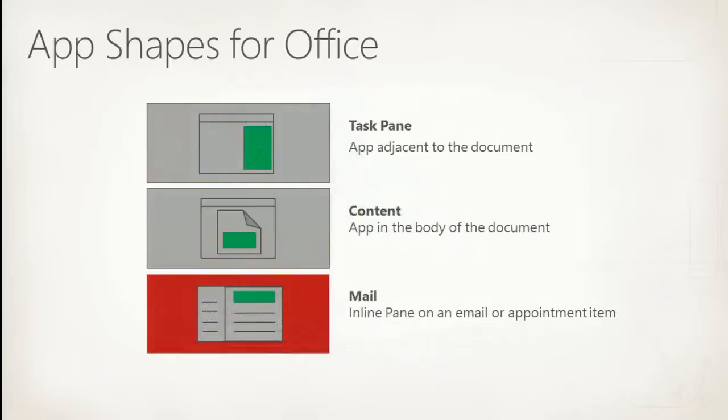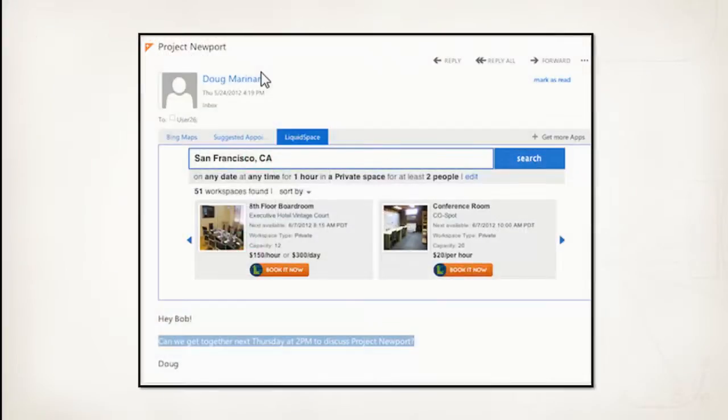Finally, for apps for Office, we have mail apps, which are inline panes on an email and appointment item. I always think of the UPS tracking example of having tracking information right in your email. Another good example is from LiquidSpace, where it sees that the mail is contextual. It says, oh, I see something like "meet Thursday at 2," so I'm going to activate this mail app. And it can suggest meeting rooms for that meeting, essentially, based on the content of the mail.